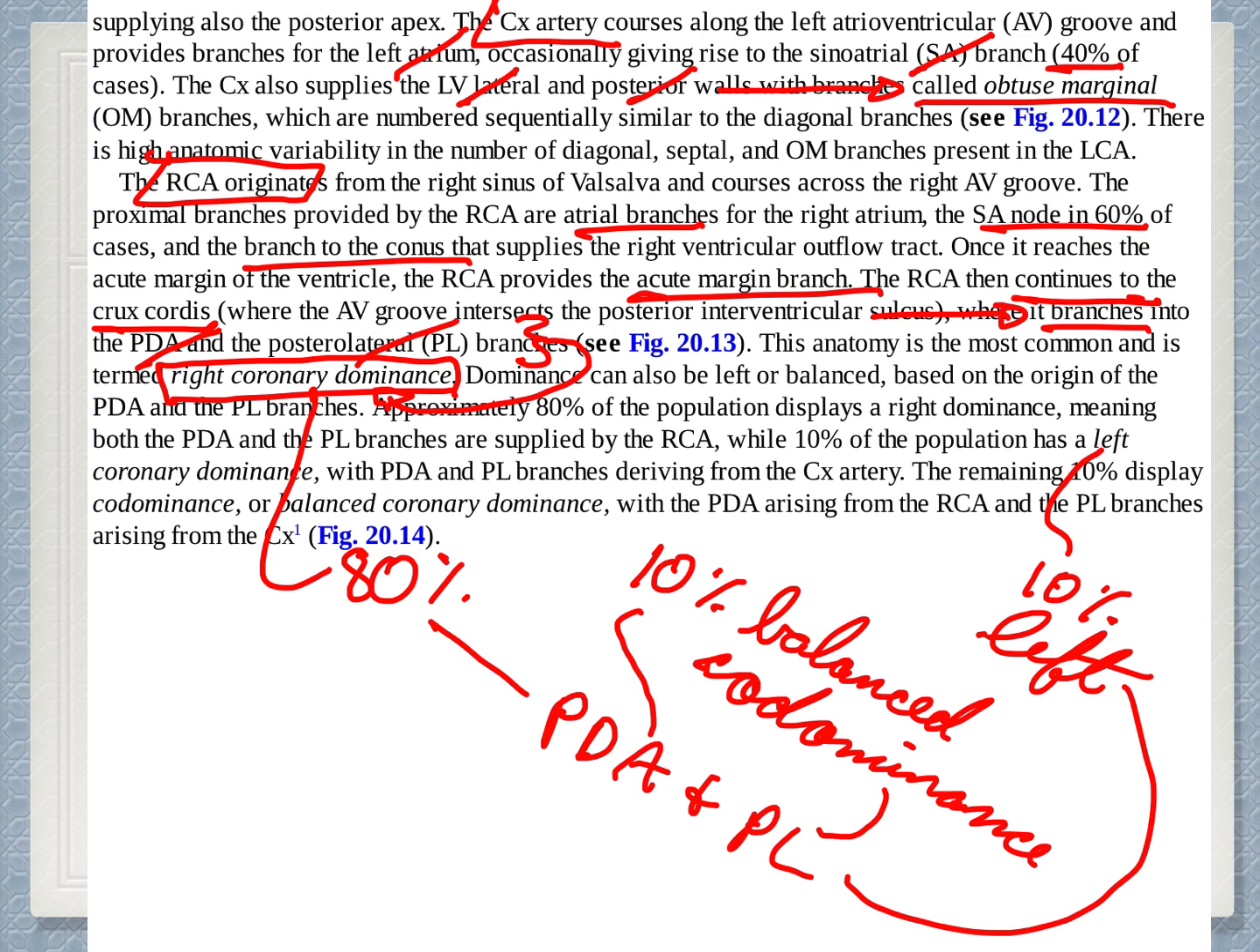So now the right coronary artery gives off atrial branches. The SA node is mainly perfused by the right coronary in 60% of cases. It gives off the branch to the conus, which has to do with the right ventricular outflow tract. It gives off the acute marginal branch. That's why on the right the margin has a more acute angle, and that's why it's called the acute marginal branch.